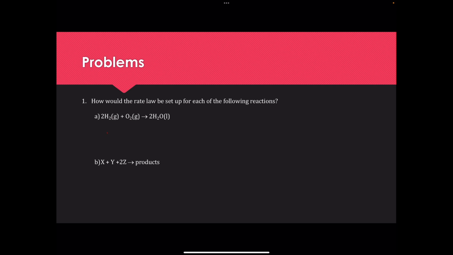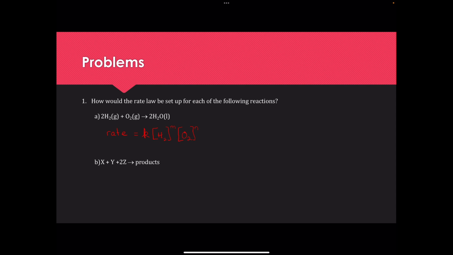If we set up our generic rate law, it's going to say that my rate equals k times the concentration of my first reactant raised to some power times the concentration of my second reactant raised to some power. Now, in an actual rate law, we would actually have numbers for those m and n values. But right now, we're just getting the general format. So it's k times the concentration of each reactant raised to some power.